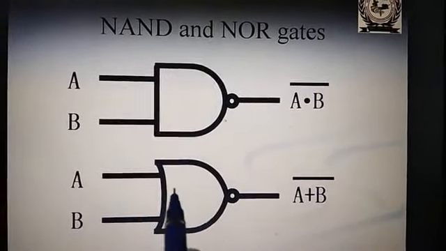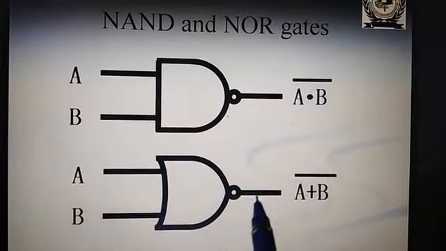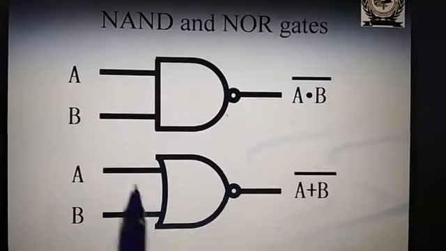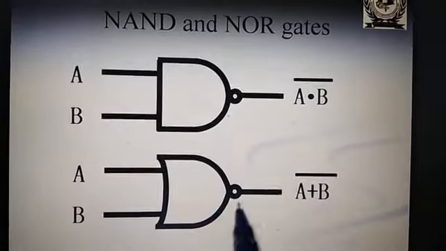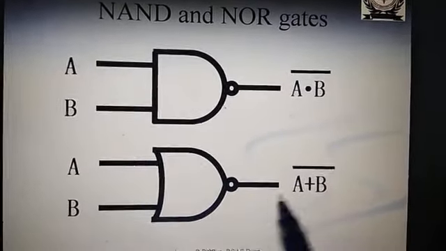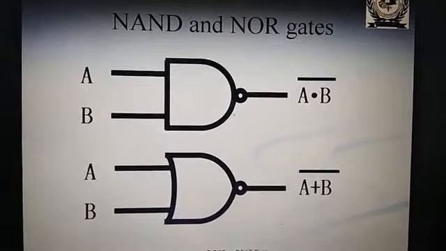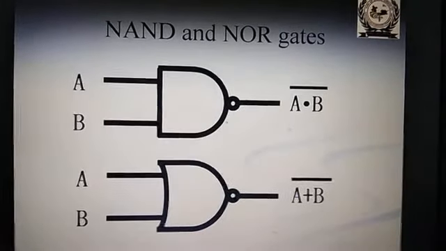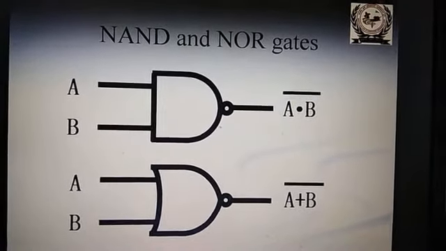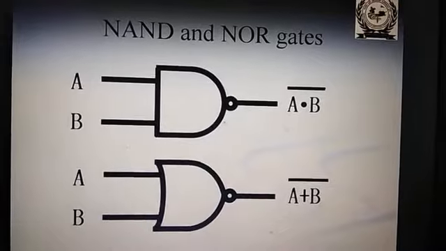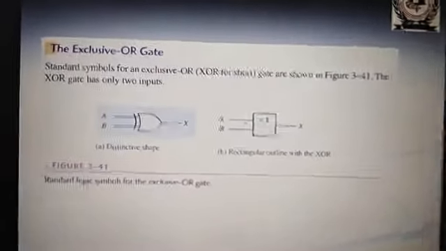And similarly, this is OR followed by the NOT. That is OR, A plus B is the output of the OR, and followed by NOT is the bar. So (A plus B) bar. So this is the NOR gate. NAND gate and NOR gate, right? So you can draw the NAND gate symbol and NOR gate symbol like this.